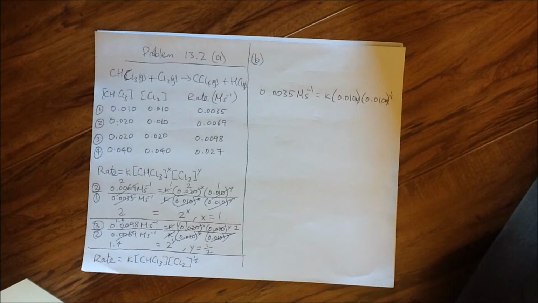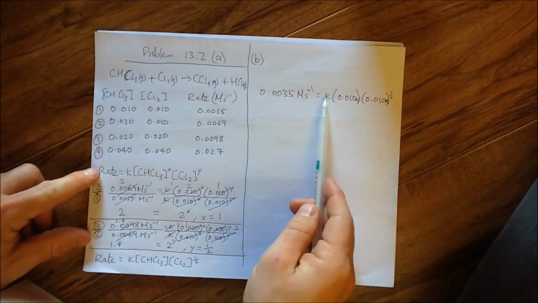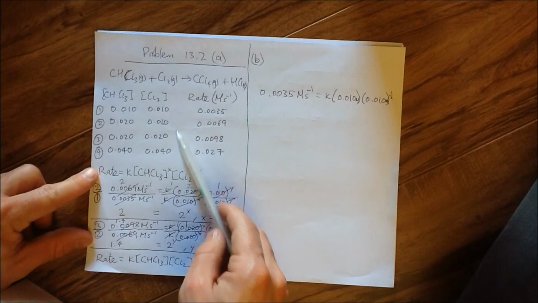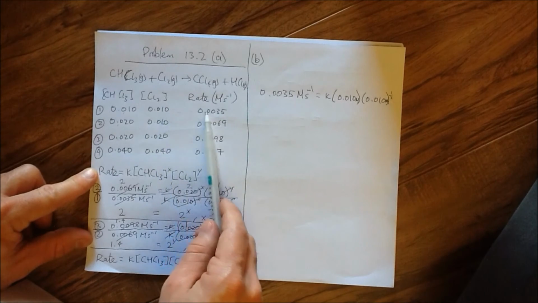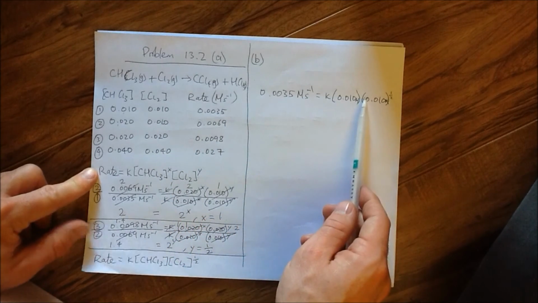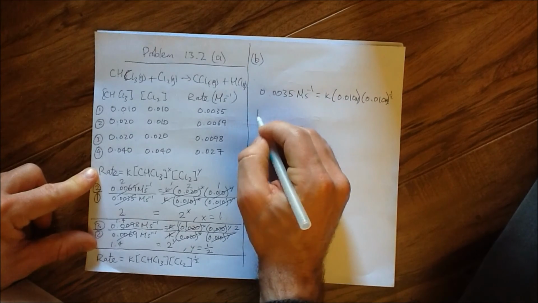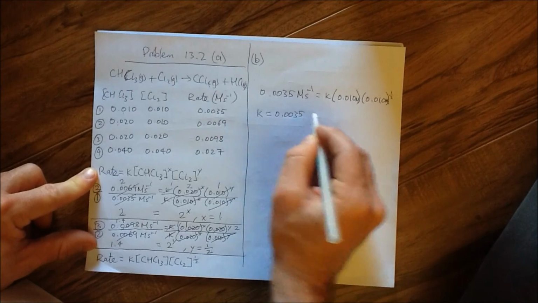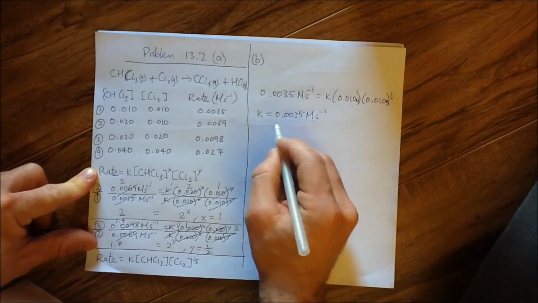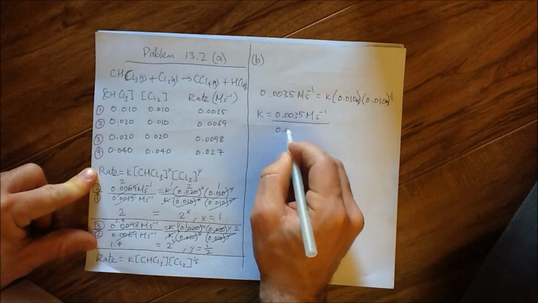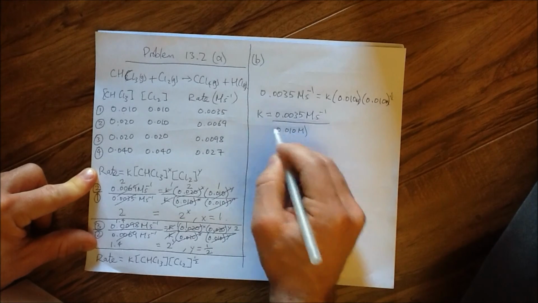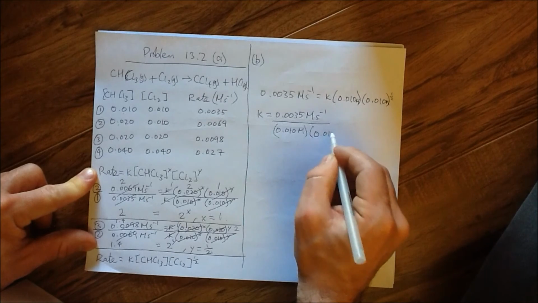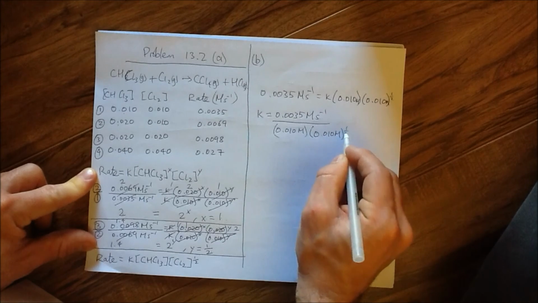Problem 13.2 Part B. We need to solve for the rate constant K. So we can take any of these reactions. I'm choosing to take reaction 1 and I've written it over here. So now simply solving for K, we have K is 0.0035 molarity per second divided by 0.010 molarity to the first power multiplied by 0.010 molarity to the half power.